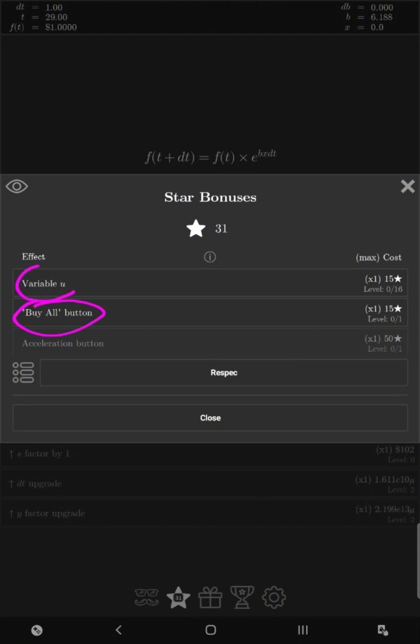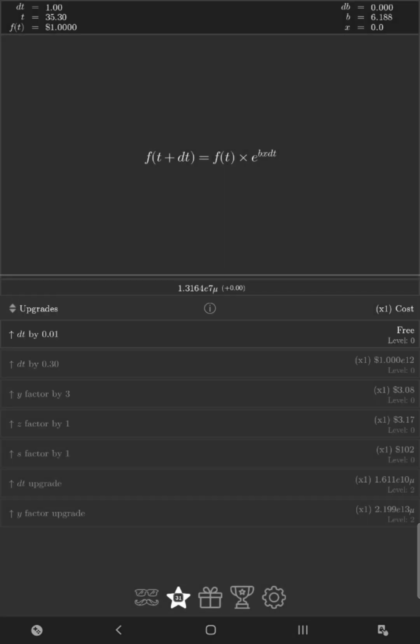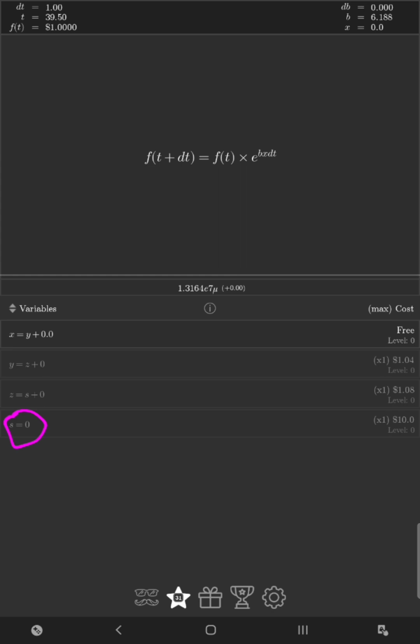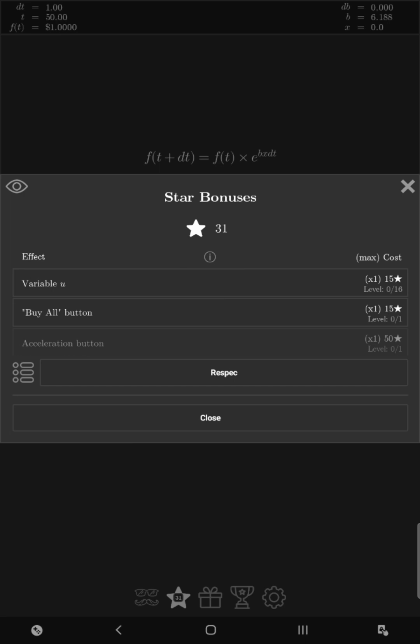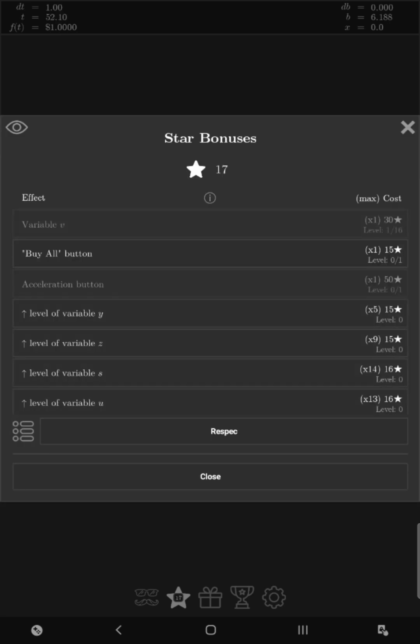And this variable U is unlocking a new variable that, for example, like this here, we get a new variable that is S. The professor gave us it, but now we can actually give ourselves new variables by spending stars, and stars are collected by either idling or clicking. And we'll just buy both of these because both are useful.